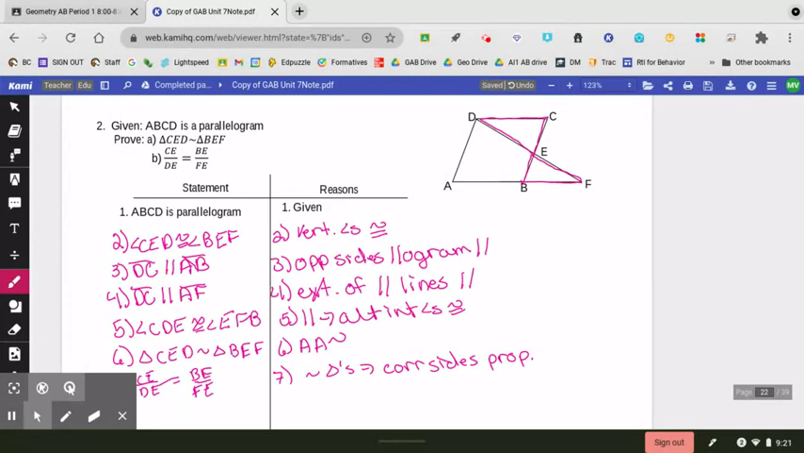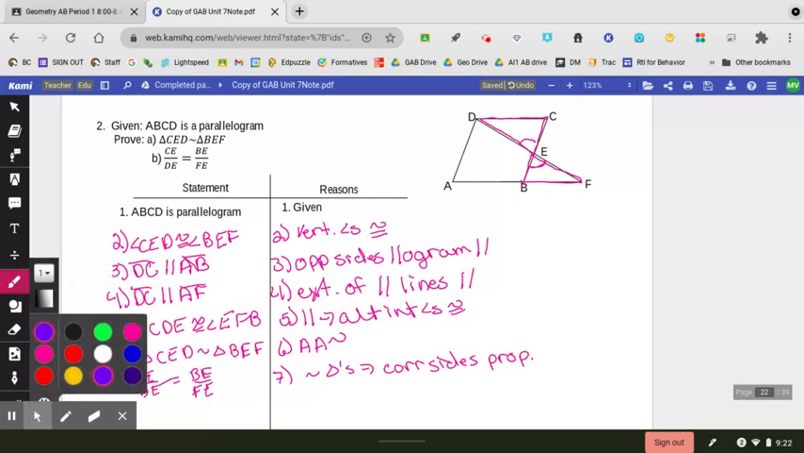Okay, so I started off by saying CED is congruent to BEF because vertical angles are congruent. I then stated that DC is parallel to AB because opposite sides of a parallelogram are parallel, and therefore DC is parallel to AF because extensions of parallel lines are parallel. You could skip that step.